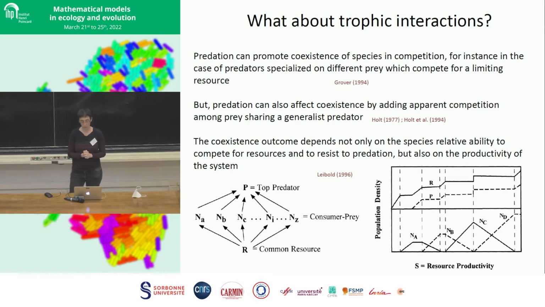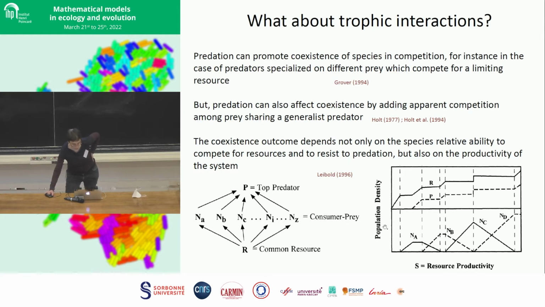And there are also a number of papers showing that the effects of competition for resources and predation depend on different characteristics of the ecosystem, such as the productivity, the amount of resources in the ecosystem. So here I just give an example of a paper where the model was a set of different prey species sharing the same predator and the same resources. And here the prey are ordered, with N_A here being the prey that is the best competitor for the resource, but also the most sensitive to the predator, so the predator eats more of this prey. And N_Z here is the least competitive for the resource, but also the most resistant to the predator.